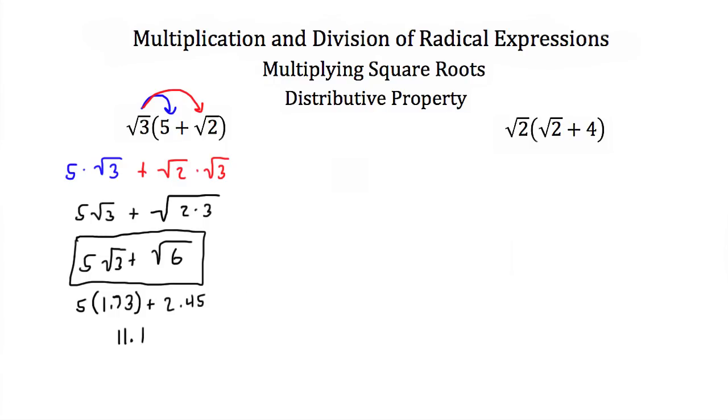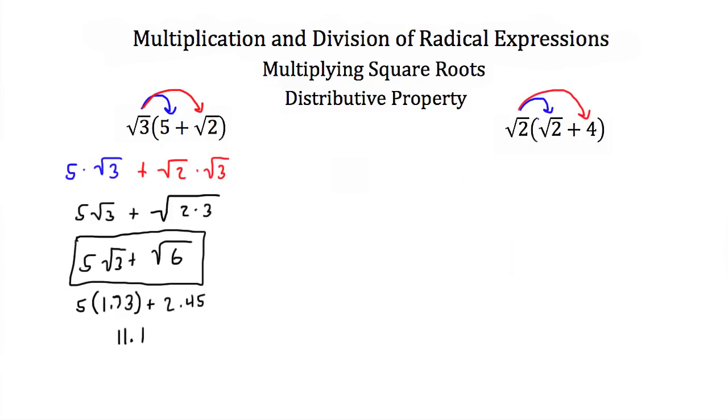Let's try our next example. Here we have the square root of 2 times the square root of 2 plus 4. Again, we're multiplying the square root of 2 by a quantity that has an addition sign in it. So if we're going to do this multiplication, we have to use the distributive property. So we're going to take the square root of 2 and we're going to multiply it by the square root of 2. Then we're going to add that to the square root of 2 times 4.